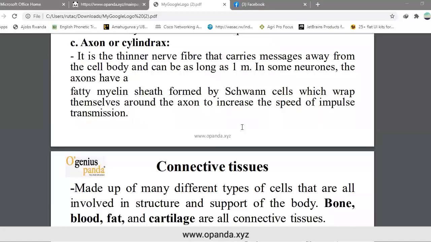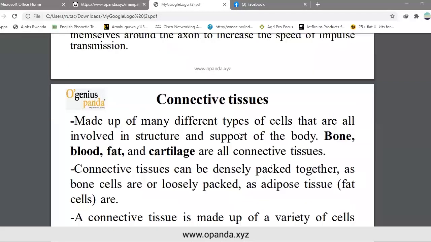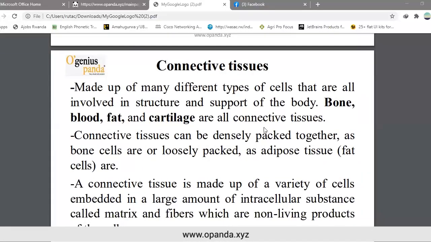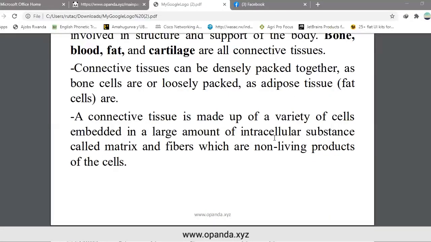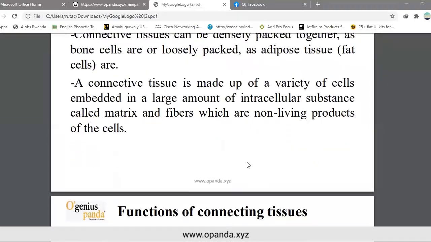Let's now go to the connective tissues, made up of many different types of cells that are all involved in the structure and support of the body. Bone, blood, fat, and cartilage are all connective tissues. Connective tissues can be densely packed together as bone cells are, or loosely packed as adipose tissue or fat cells are. A connective tissue is made up of a variety of cells embedded in a large amount of intercellular substance called matrix and fibers, which are non-living products of the cells.